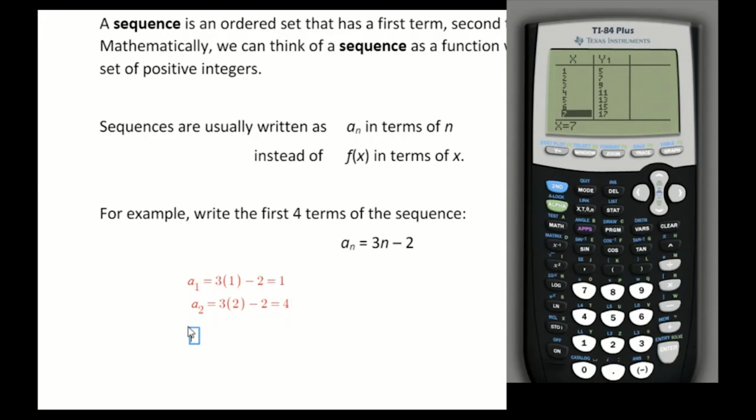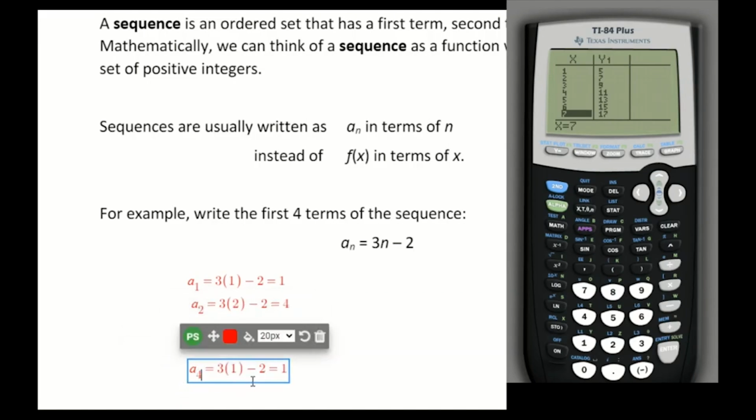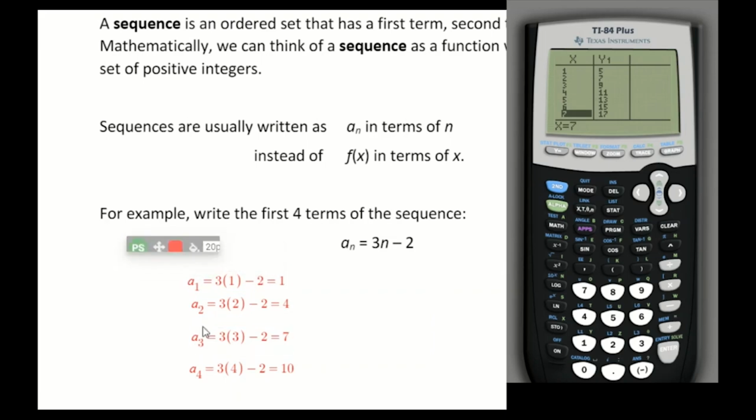The third term, we'll plug in 3 rather than 1 or 2. We get 3 times 3, which is 9, minus 2 is 7. The fourth term, a sub 4, it'll be 3 times 4, which is 12, minus 2 is 10. So the sequence here, we've identified the first 4 terms of the sequence. We're basically done, but a lot of times what you'll see is a sequence written out as just a list of values. So if I'm going to write the sequence, I might write it like this: 1, 4, 7, 10, and then just do dot, dot, dot, because we know that this sequence continues.